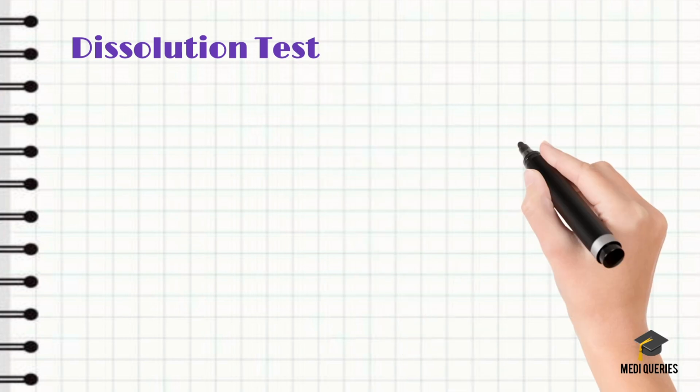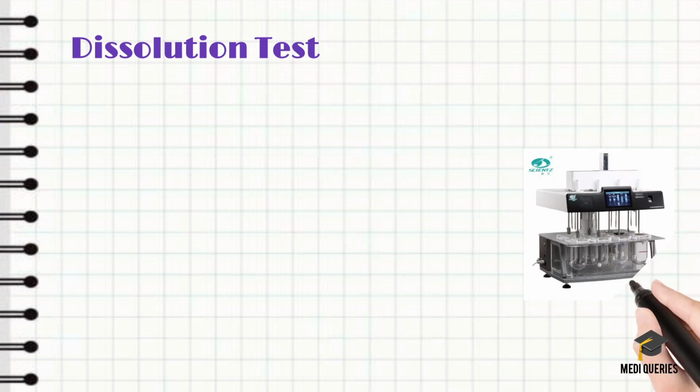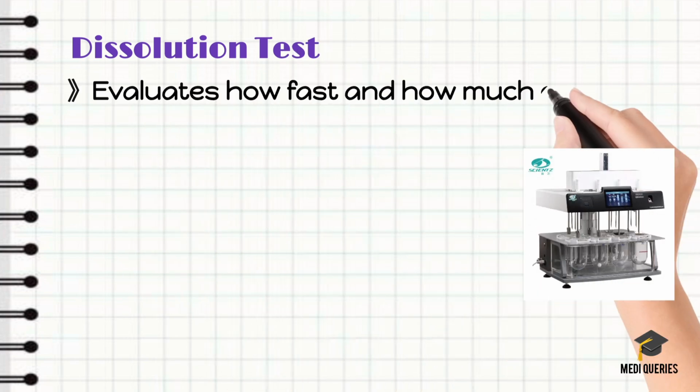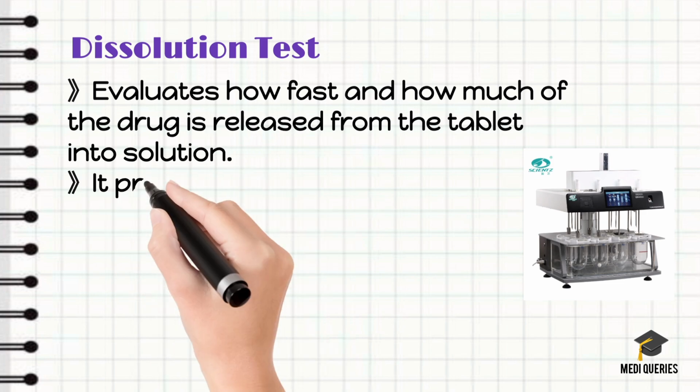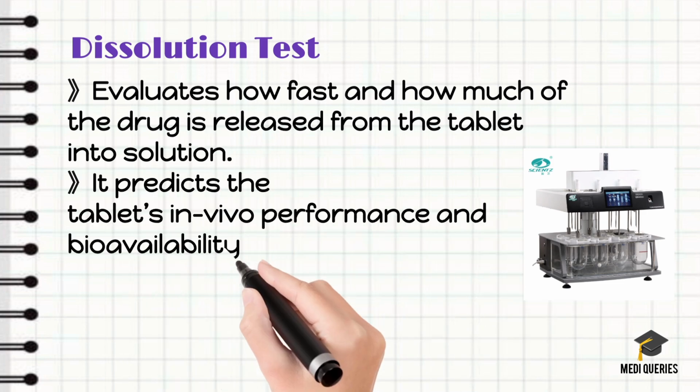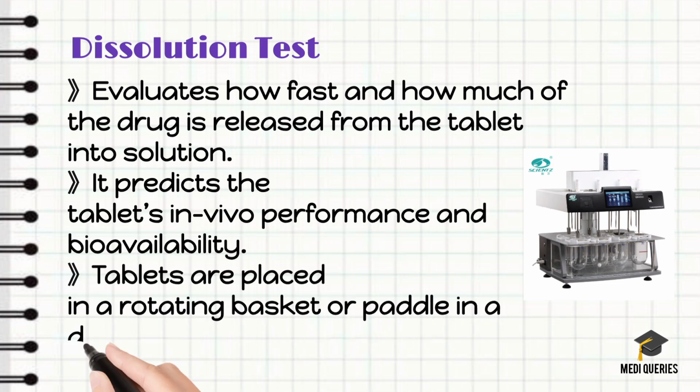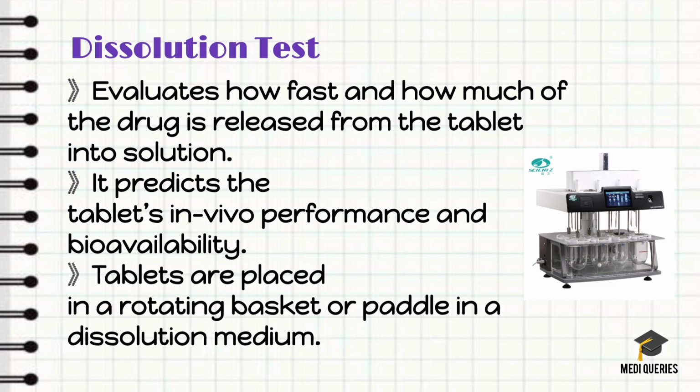And next test is the dissolution test. The dissolution test mainly evaluates how fast and how much of the drug is released from the tablet into the solution. This test mainly simulates the drug's behavior in the gastrointestinal tract and helps predict bioavailability.